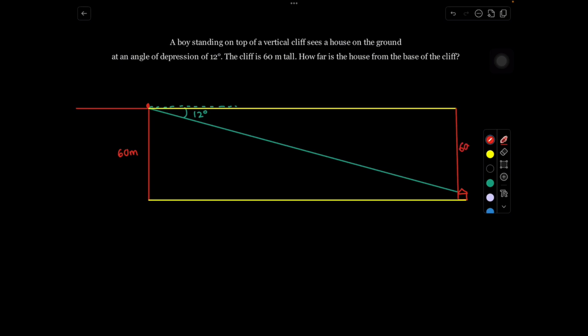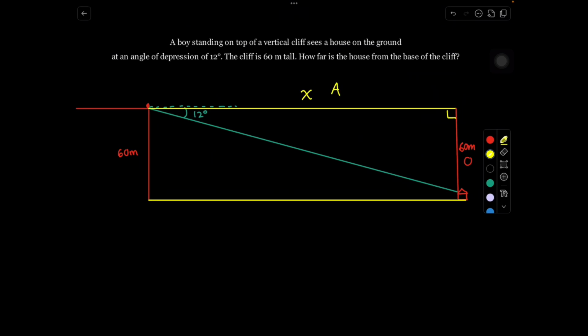So that's also 60 meters. This is a right angled triangle now, and we can use our SOH CAH TOA that we've been learning to try and figure out the unknown side x here. So let's label this. Looking at the angle we care about, we have our 12 degrees. Right opposite to it is our 60 meters, so that's our opposite side. And right next to it is the x, and that's the adjacent side.